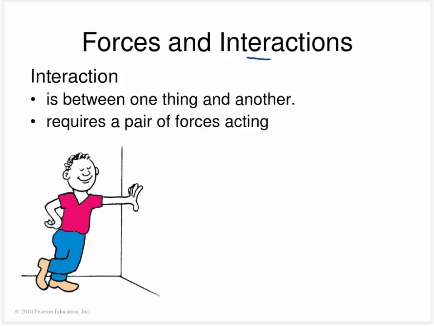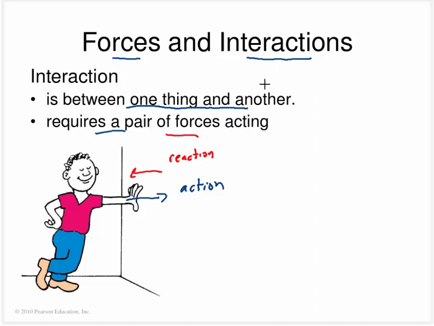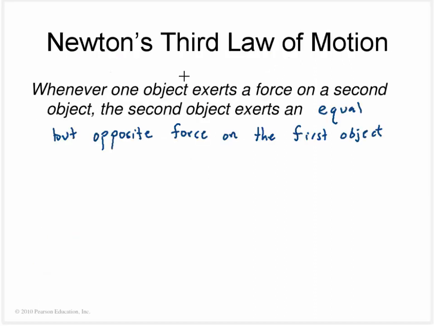So let's talk a little bit about what an interaction is. An interaction is just something that happens between one thing and another. Just like a social interaction, it needs to have two people. In a physics sense, if we talk about an interaction between two objects, we're going to require there to be two forces. So there's going to be a pair of forces acting. If you were to push on the wall, then we might call that an action force. And what's going to happen is that there's going to be a reaction. The wall is going to push back on you. So we're going to call that a reaction force. There's going to be a pair of forces happening when there are interactions between one object and another object.